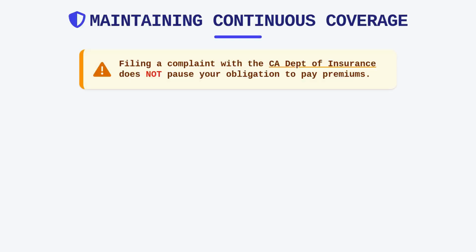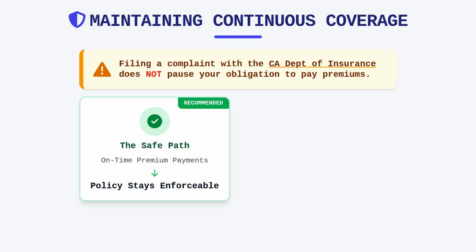One of the most vital concepts you must convey to clients during an active dispute is the strict requirement for maintaining continuous insurance coverage. Filing a complaint or requesting an administrative hearing with the California Department of Insurance does not grant an insured a free pass to stop paying their premium, nor does it automatically absolve them of their financial obligations. To keep the policy enforceable while the state reviews the case, the insured must continue to make all scheduled premium payments fully and on time.